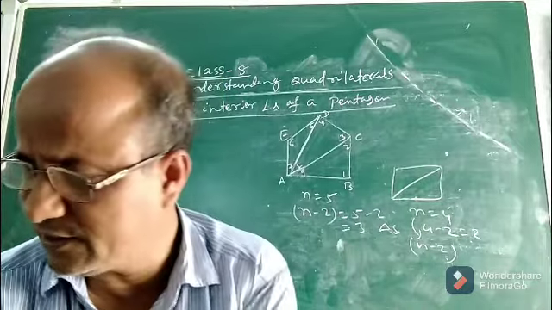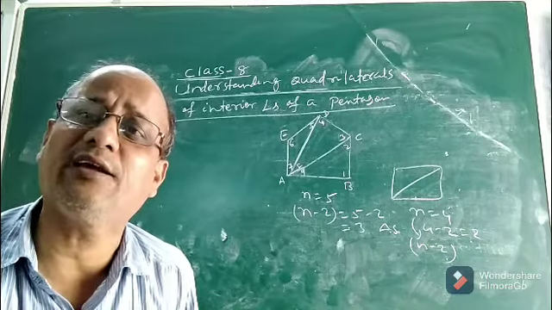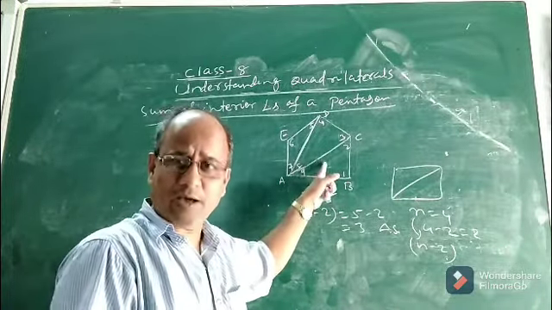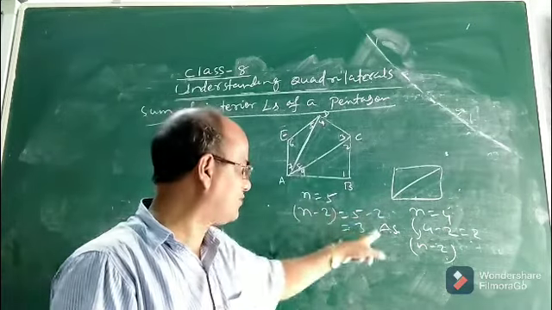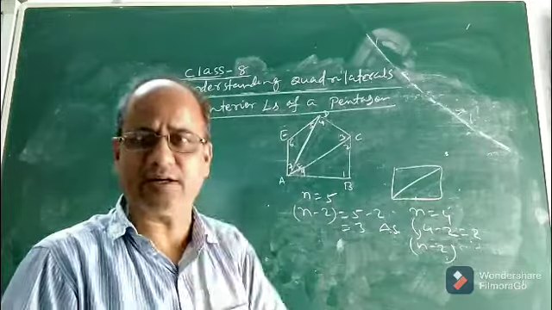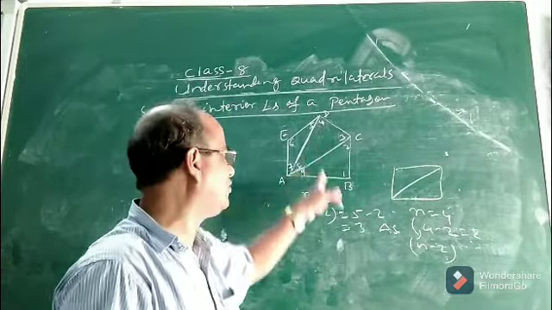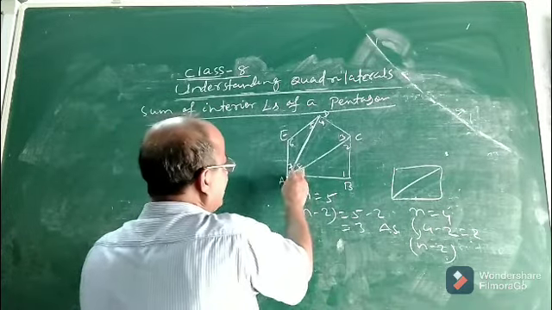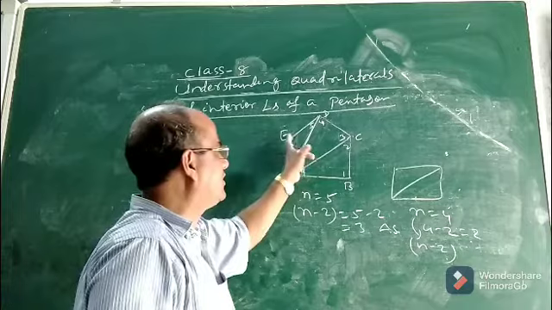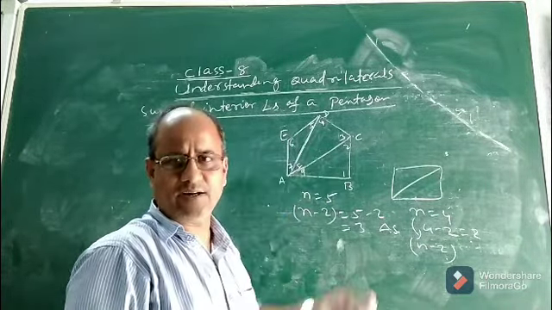We can divide this pentagon into 3 triangles. Why 3 triangles? Because it has 5 sides, so 5 minus 2, that is n minus 2, that is 3. We can divide the pentagon into maximum 3 triangles. Now see, I have divided. And how will you divide? Join any 2 non-consecutive vertices. First I join A and D, I got 1 triangle, then A and C, also non-consecutive. Now the whole pentagon has been divided into 3 triangles.